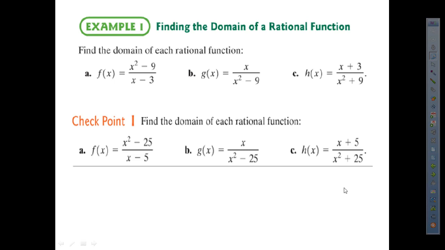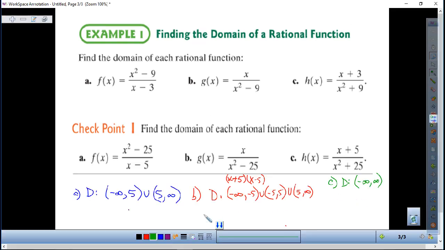All right, you guys try these 3. I'm going to pause the video, but I want you to pause the video as well. Try these things, work them out, see what you find to be the domain, write it in interval notation, and then I'm going to turn the video back on and show you the answers. I'm going to show you the answers in 3, 2, 1.